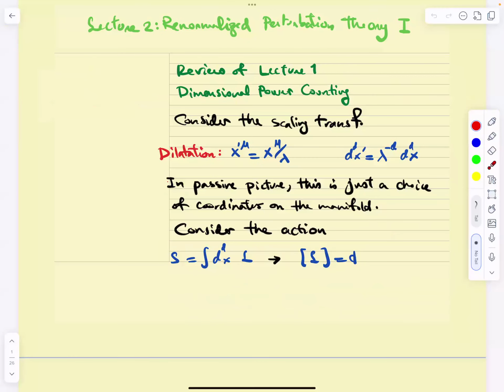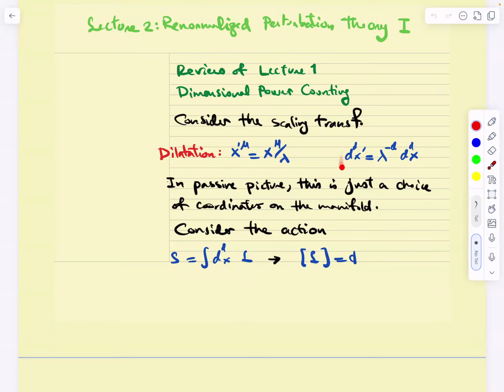Let's start by talking about scaling transformations. So what is a scaling transformation or dilatation? It's when x mu is sent to x mu over lambda. In the passive language, you could think of x prime mu as x mu over lambda. It's just a new set of coordinates, new set of rulers.